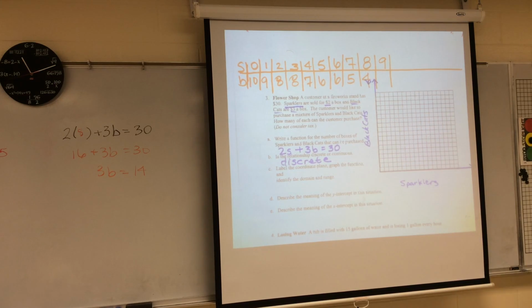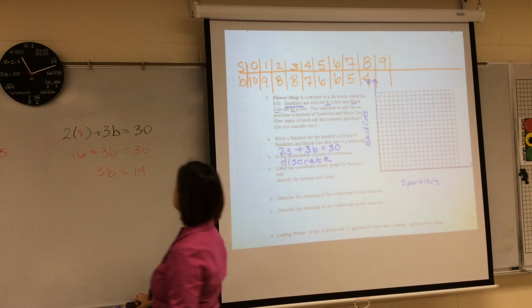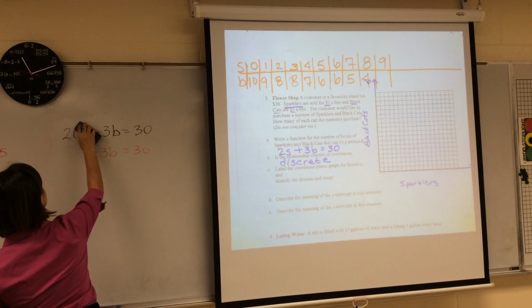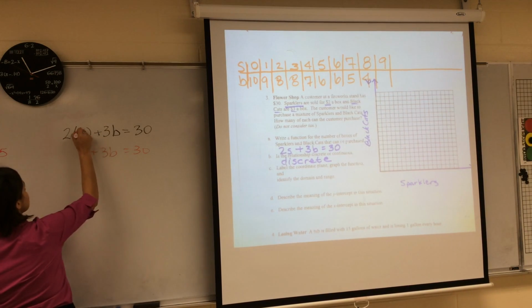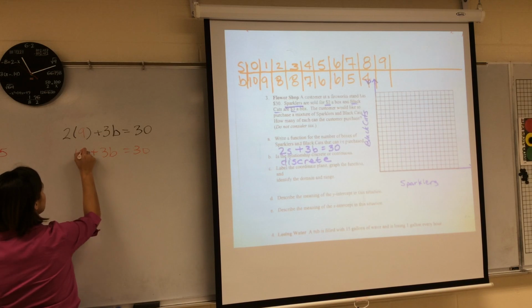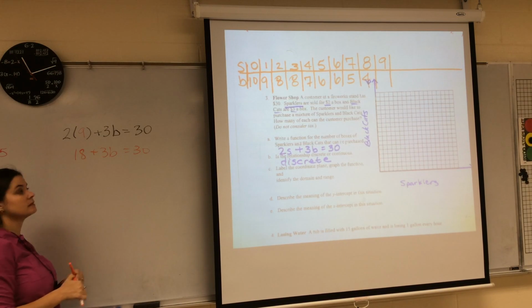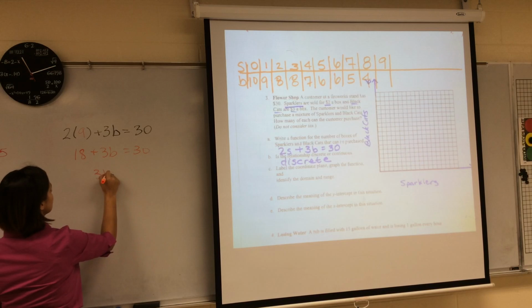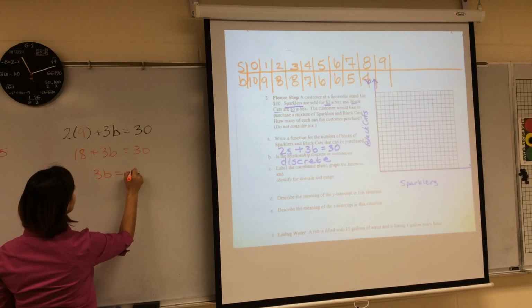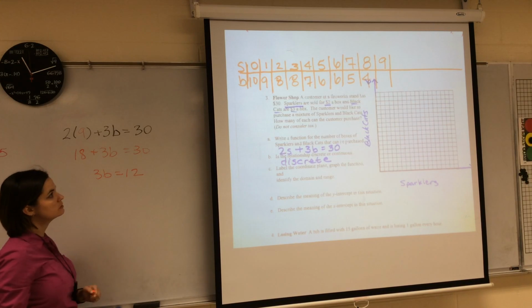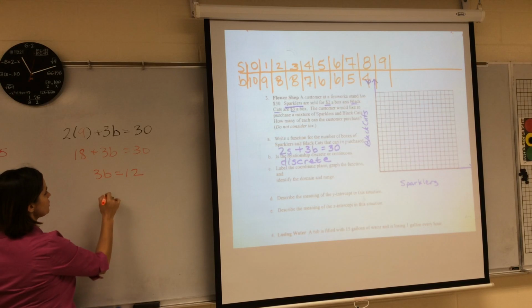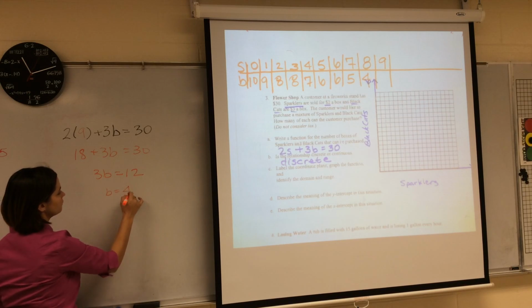9. So 9 times 2 is 18. So 3B equals 12. So B is 4.